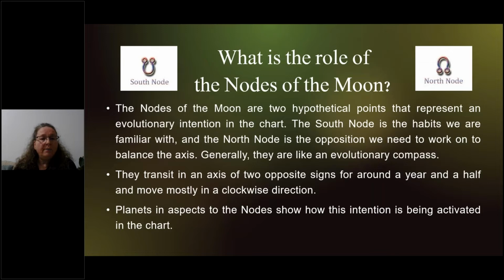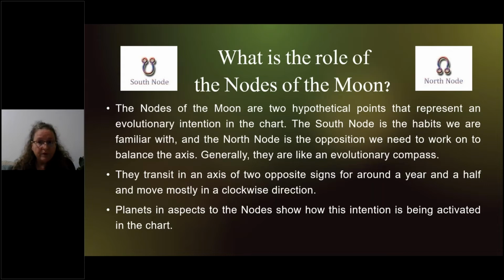So we can say that the nodes of the moon are the modus operandi. They are giving the tone, the color of the year and a half, for the year and a half they are transiting the signs that they are transiting in.